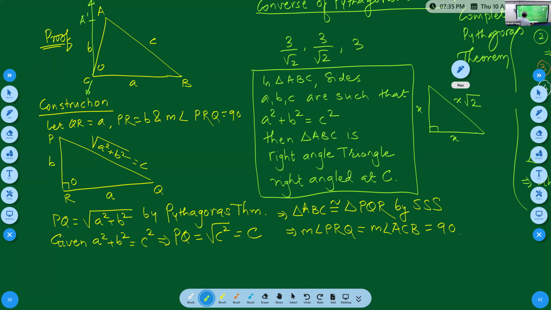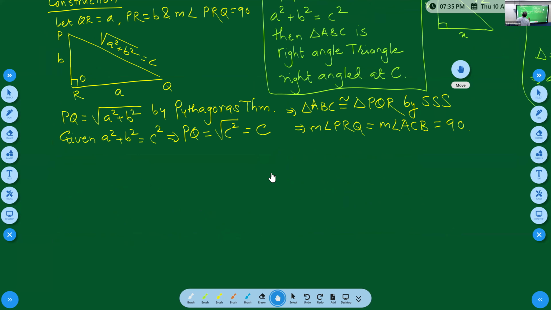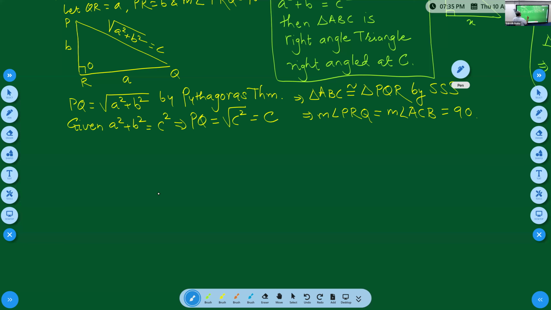Okay. Now if you happen to get three sides of any triangle which behave like this, x, x root 2, or x, 2x, root 3 x, suppose three sides are in this proportion, then also it is going to be a right angle triangle. In this case it is 30, 60, 90. In that case it was 45, 45, 90. But you can always have sides that are not necessarily 30, 60, 90 or 45, 45, 90.